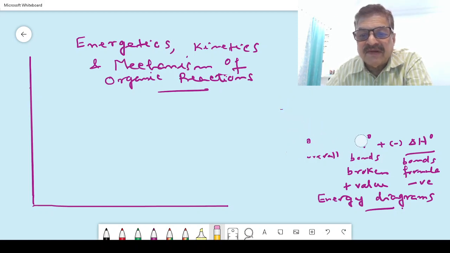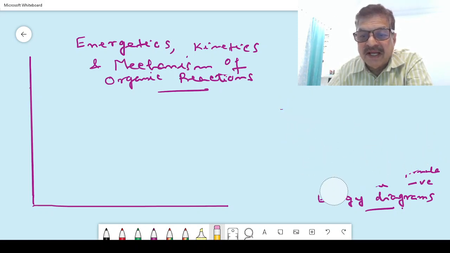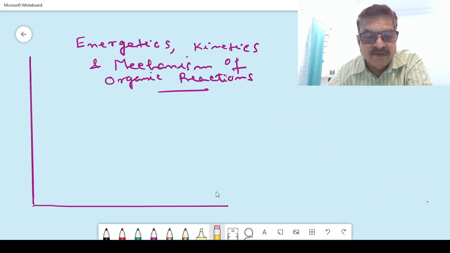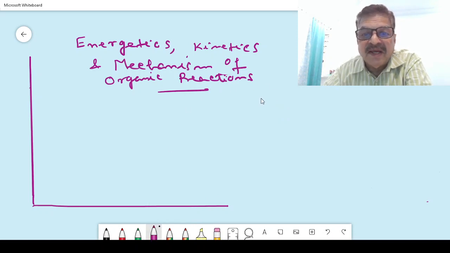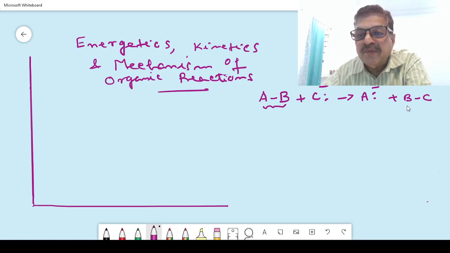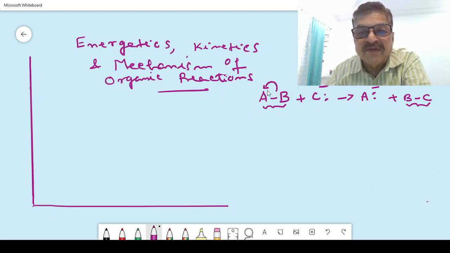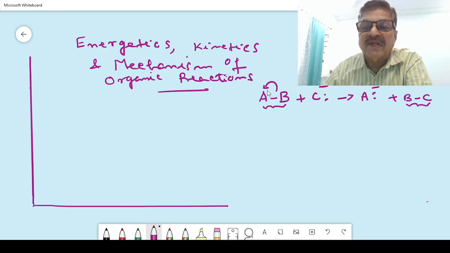Now we will consider a hypothetical chemical reaction involving two species. The first species is a molecule, AB, reacting with an anion, C minus, to give A minus plus BC. Here the AB bond is broken and a new BC bond is formed. The electron displacement can be shown in this fashion: the electrons in the AB bond get shifted and concentrated on A.